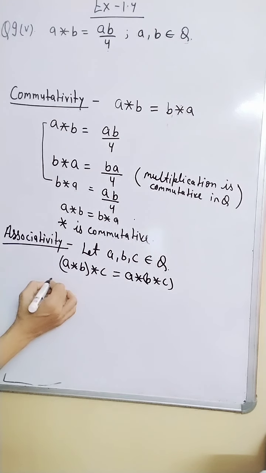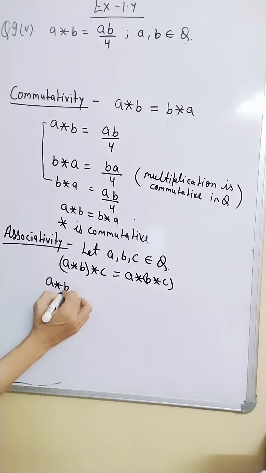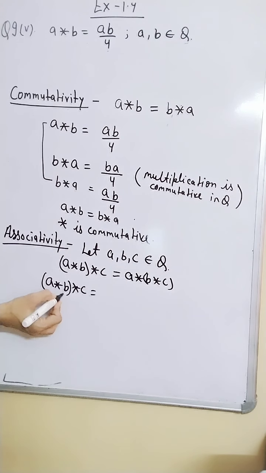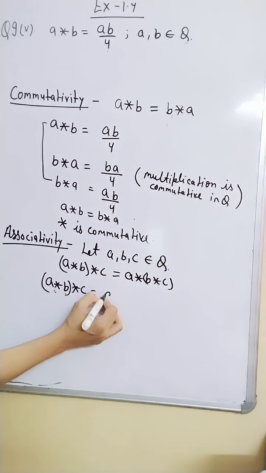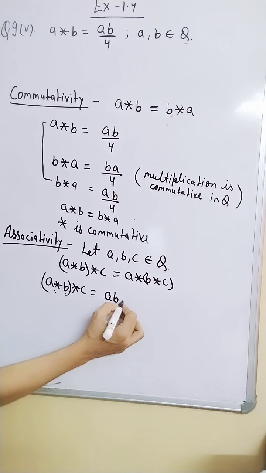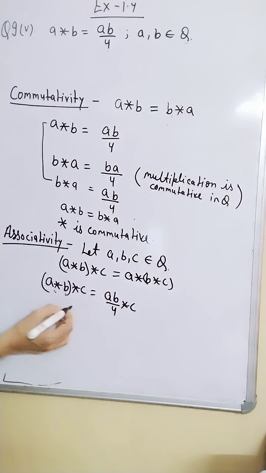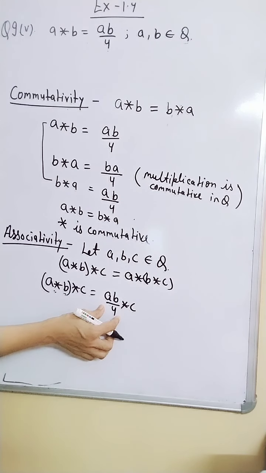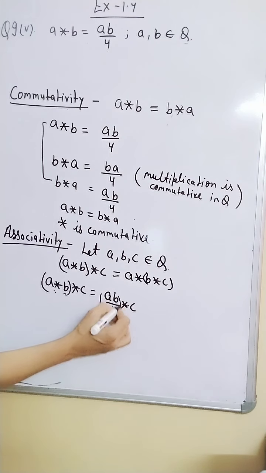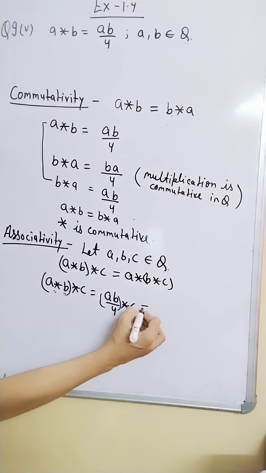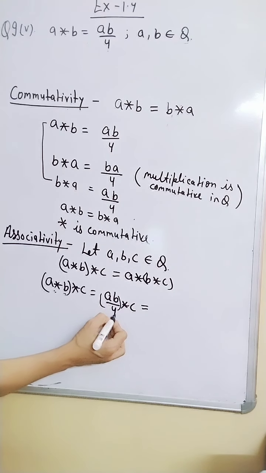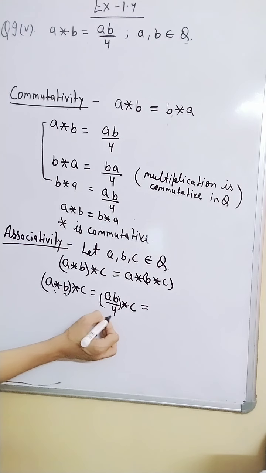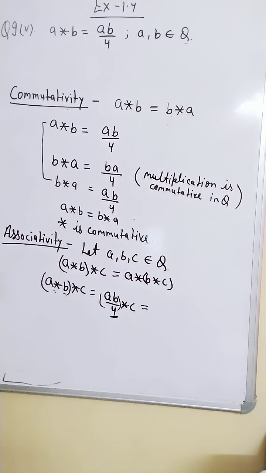So first we find (A operation B) operation C. First we will calculate this. So first A operation B means AB upon 4, and then operation C. First we will apply operation between these two elements, so we will get AB upon 4 and C, which we will solve now. AB upon 4 operation C. Now this will work as a first element and this as a second element.